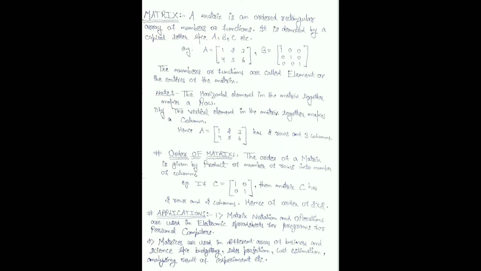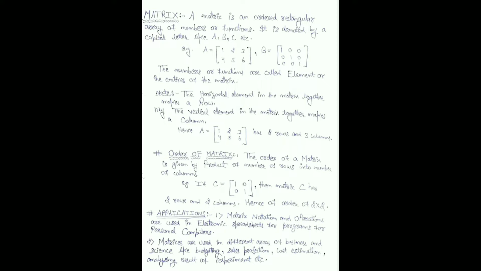Now we talk about the order of matrix. Order of matrix is the number of rows and columns we use in the matrix. It actually tells us about the size of the matrix, that is, how large our matrix is. For example, here we take a matrix C where entries are 1 0 0 1. Then matrix C has 2 rows and 2 columns. Hence its order is 2 cross 2.